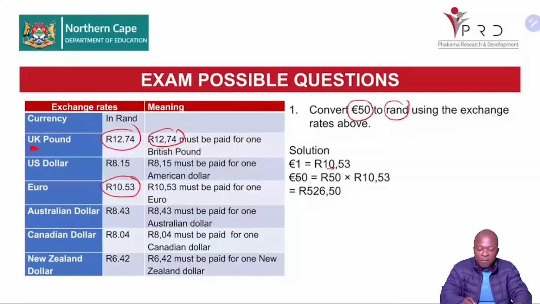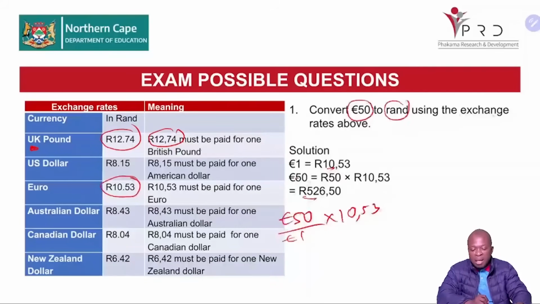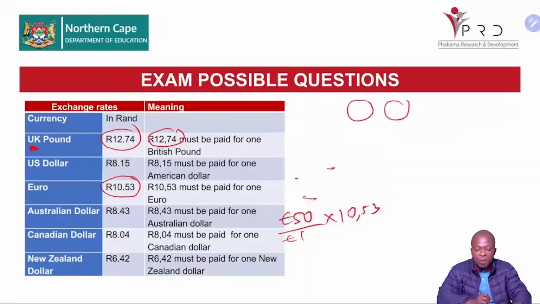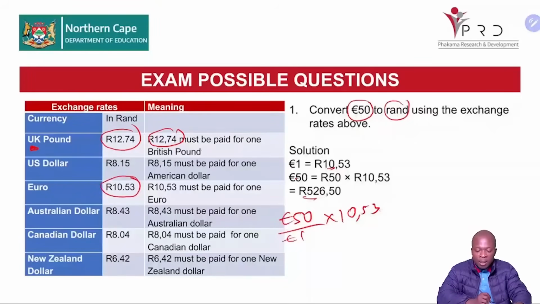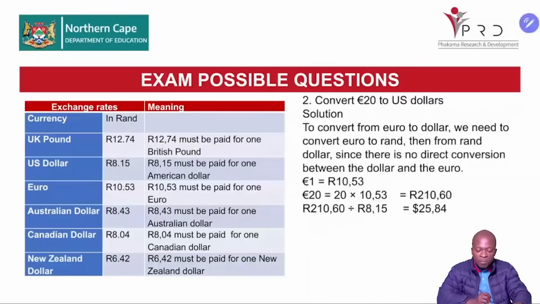So now that we have 50, we are going to say 50 euros divided by 1 euro, then you times it by 10 rand 53. That is how we get 526 rand and 50 cents. I hope that made sense to you. Okay, so now let's look at the next one.